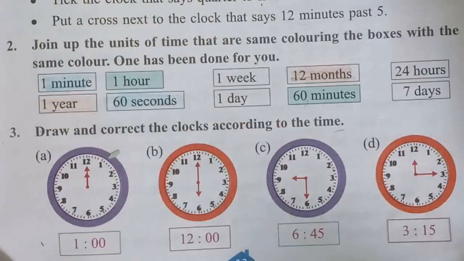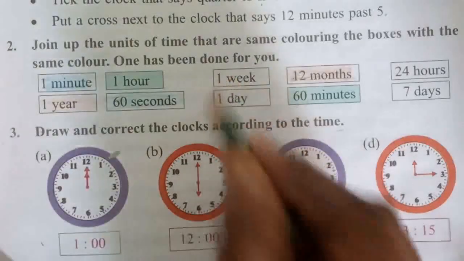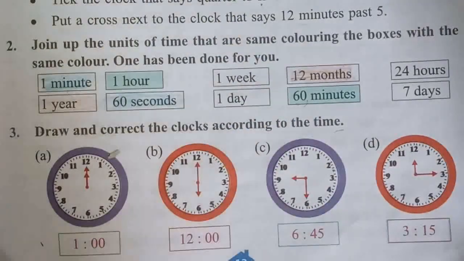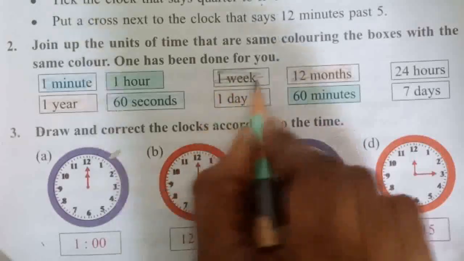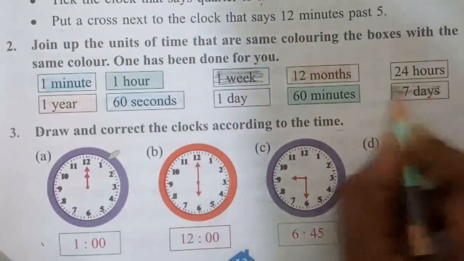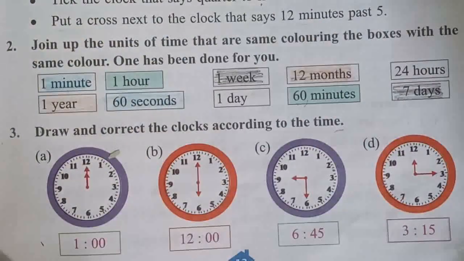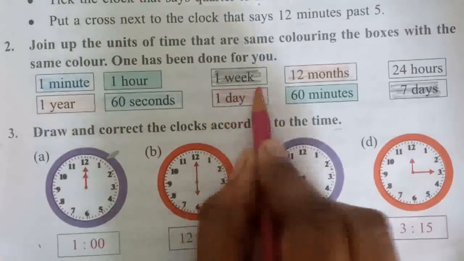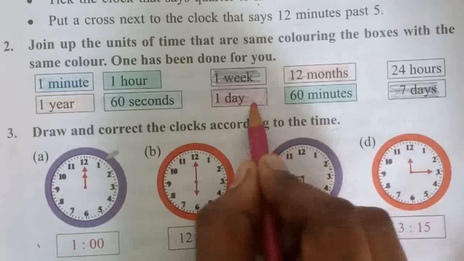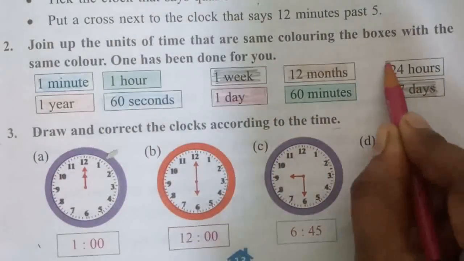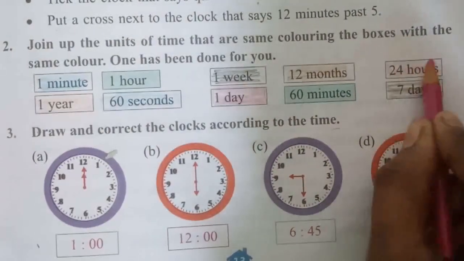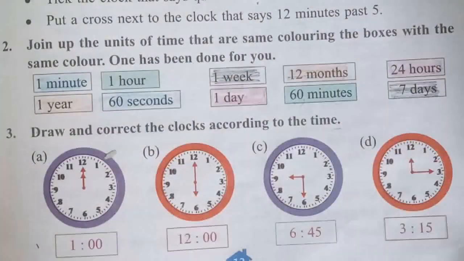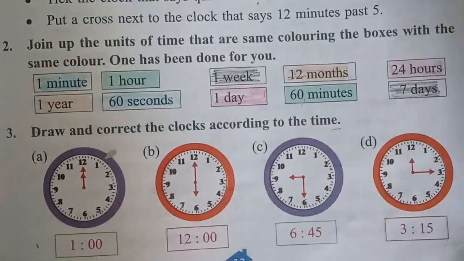1 week is equal to 7 days. Where is the 7 days? 1 week. 1 week is equal to 7 days. And the last one, 1 day is equal to 24 hours. Children, I am not so good in drawing, so I have done according to me.